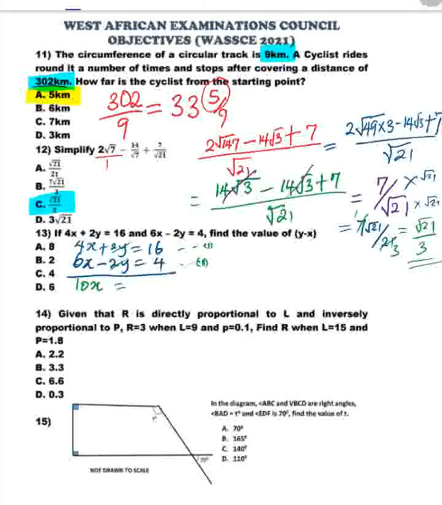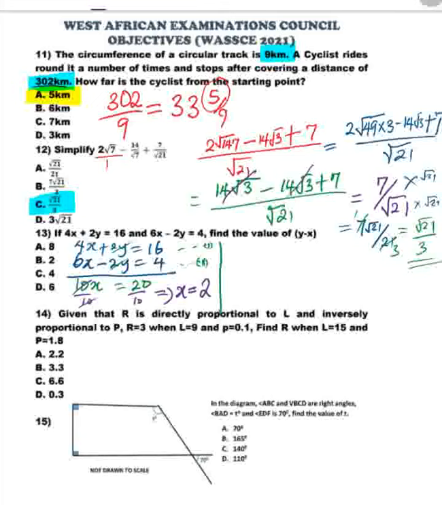Then 16 plus 4 will give 20. Therefore, to find x, we divide both sides by the coefficient of x, which is 10. So we have 10x here divided by 10, here 20 also divided by 10. That is to say, this can go with this, leaving us with x equal to 20 divided by 10, which gives 2.